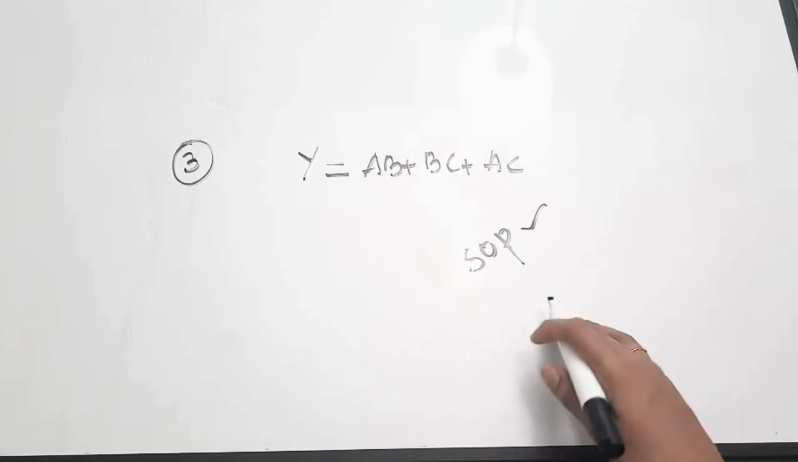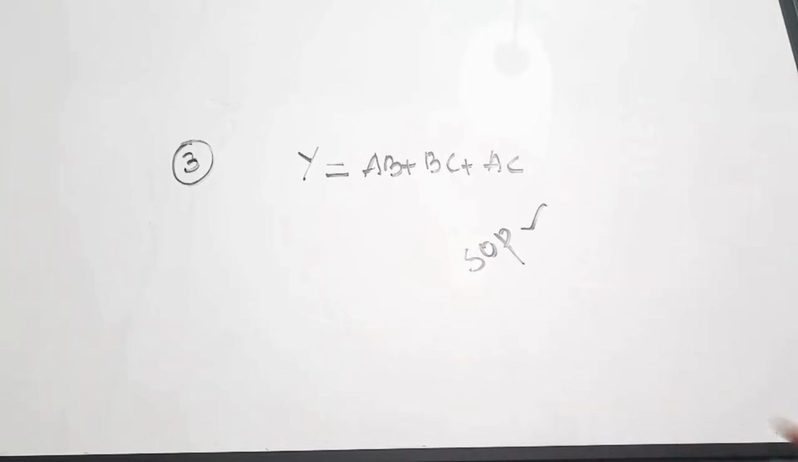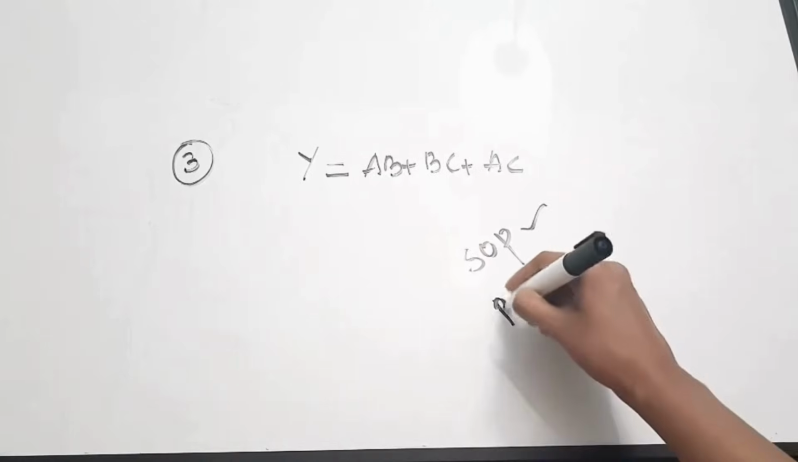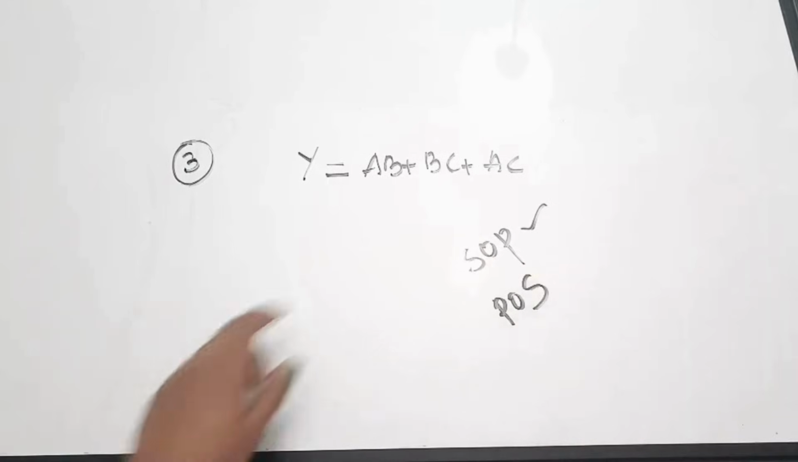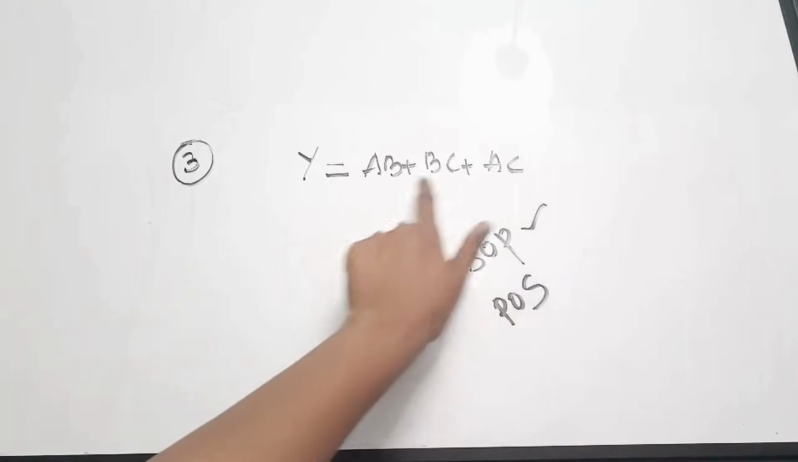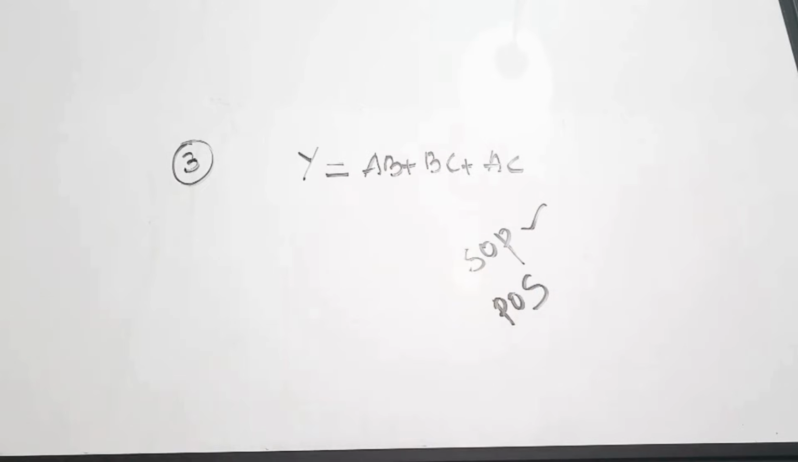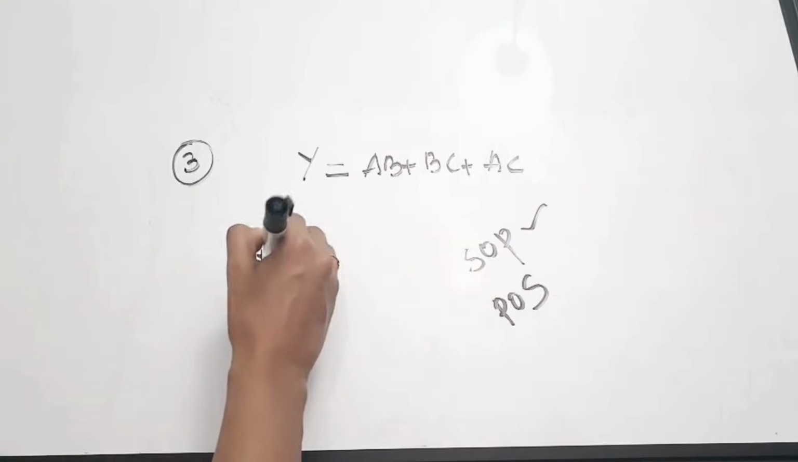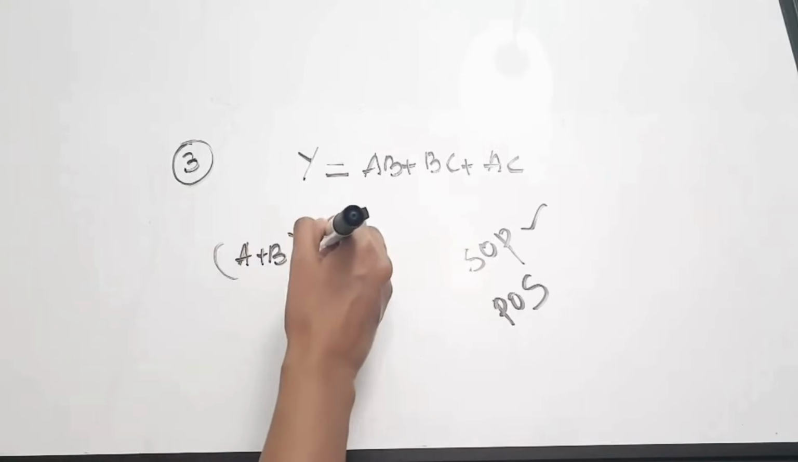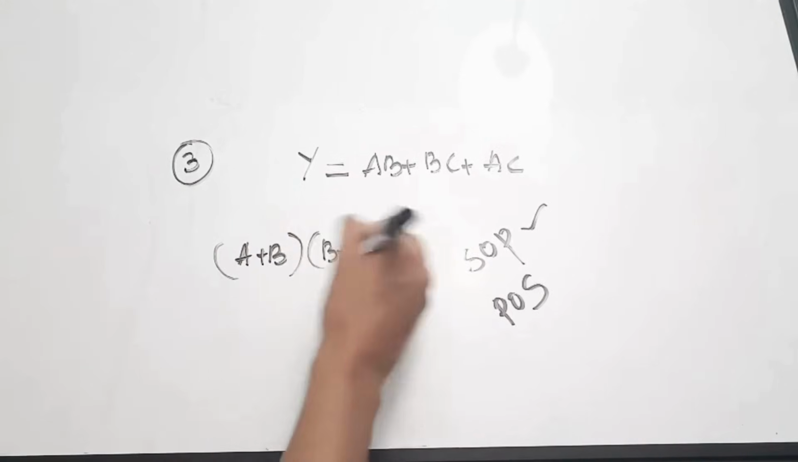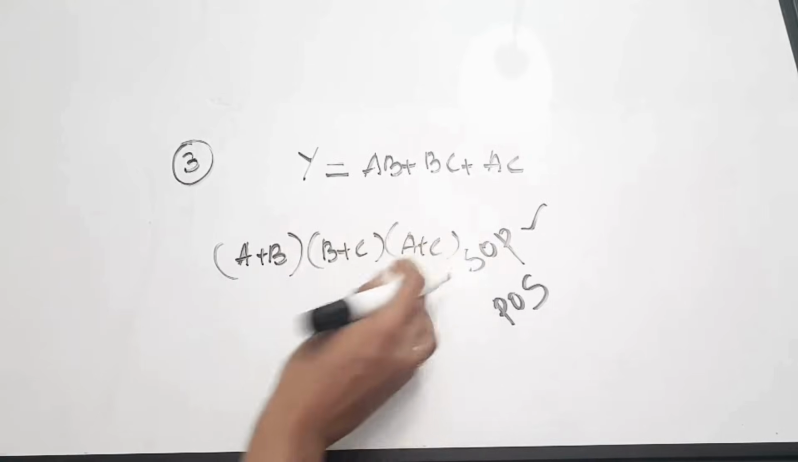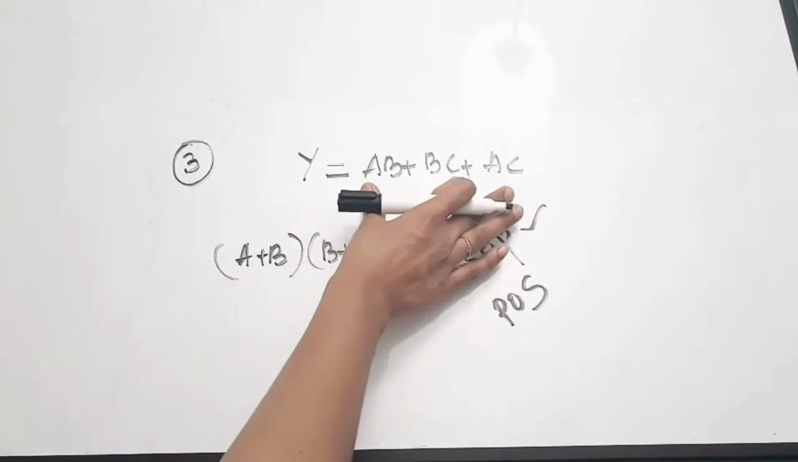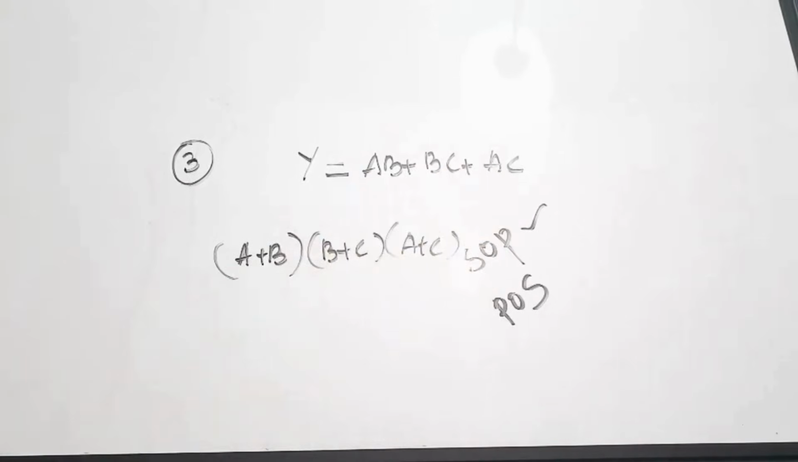Now the other options are option C, POS. POS means product of sum. So is this the product of sums? No. The product of sums will be like this: A plus B into B plus C into A plus C. So this is a POS expression. But this is not POS. This is SOP. Okay. Now the last option is NOR.